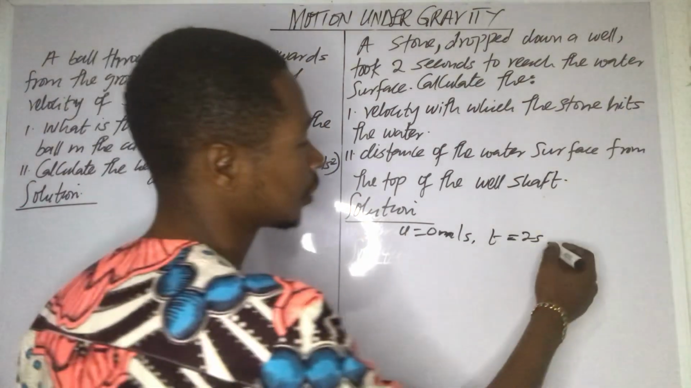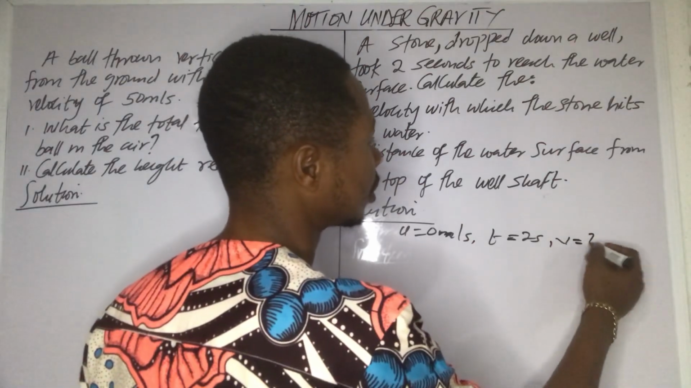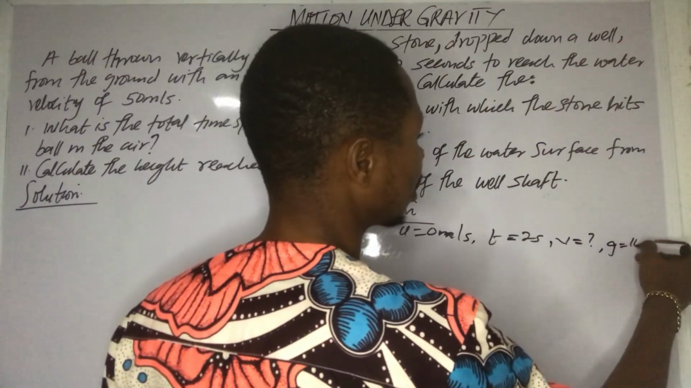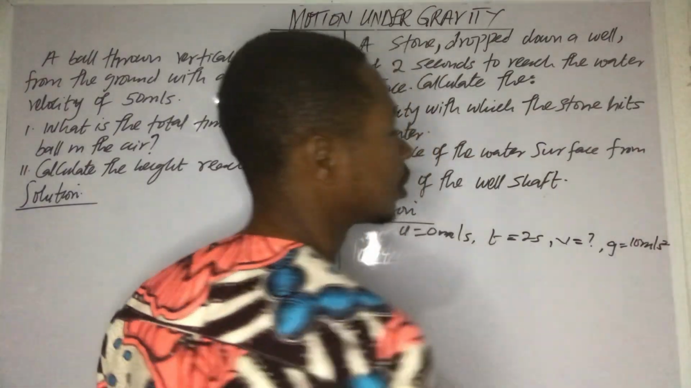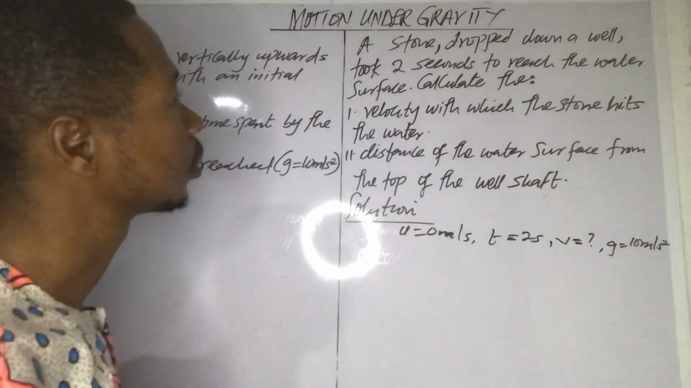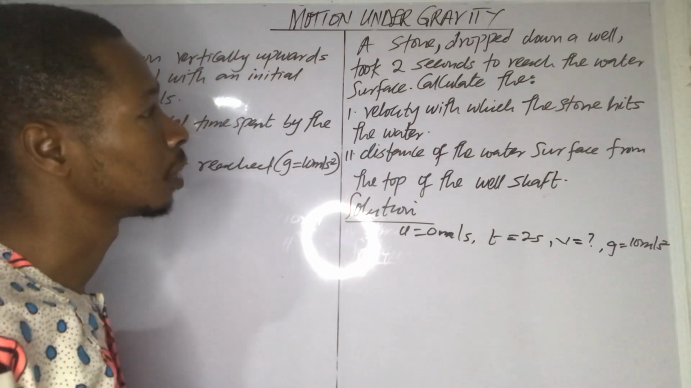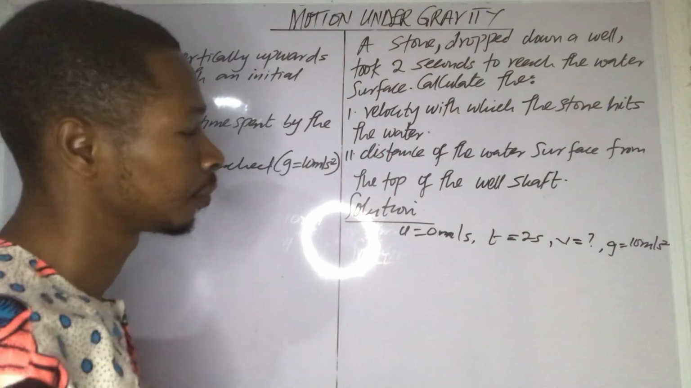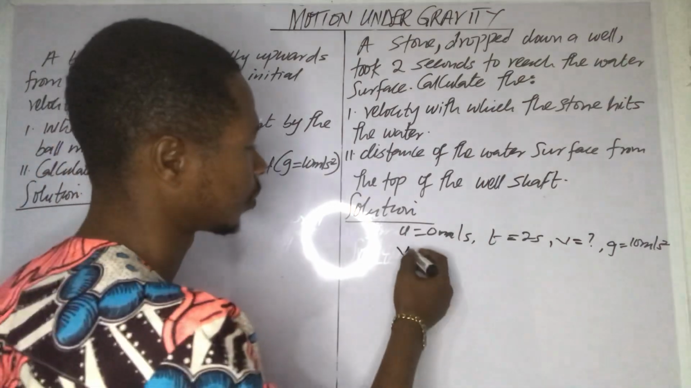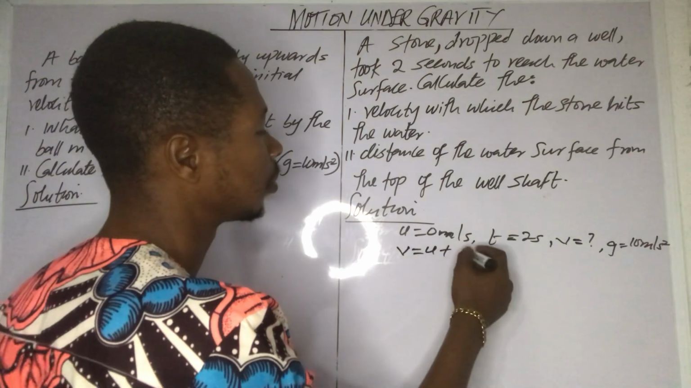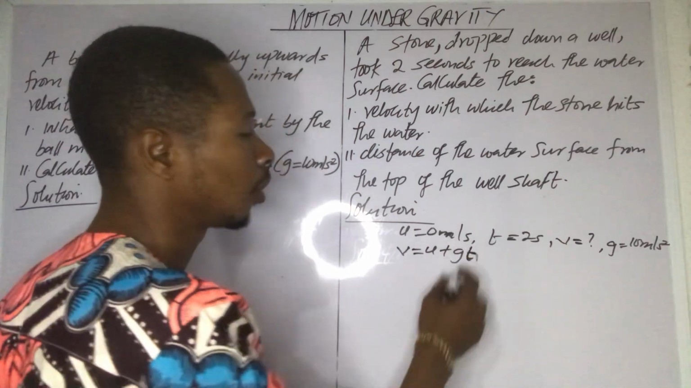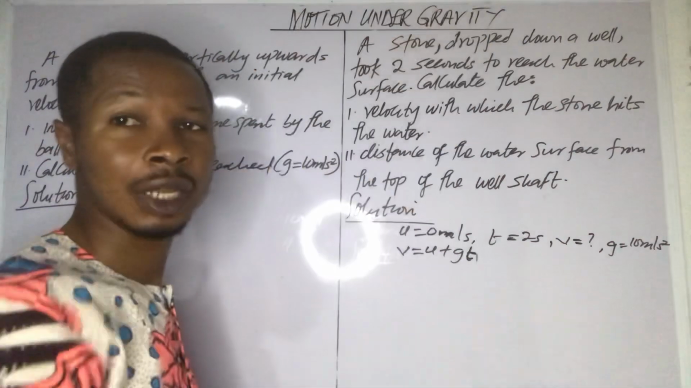Calculate the velocity, that's the final velocity. Then you recall that g, since it's under gravity, is 10 meter per square second. Which of the equations of motion contains everything that we are given and what we are looking for? Using equation 1 of motion, which is v is equal to u plus gt. I'm using v is equal to u plus gt, plus, because the body is dropping from a height.